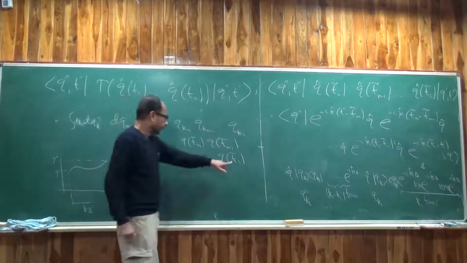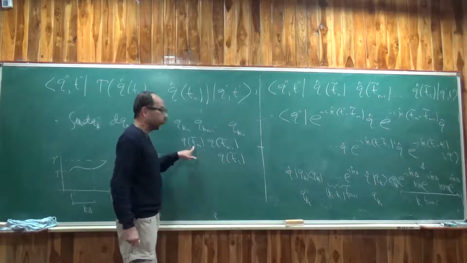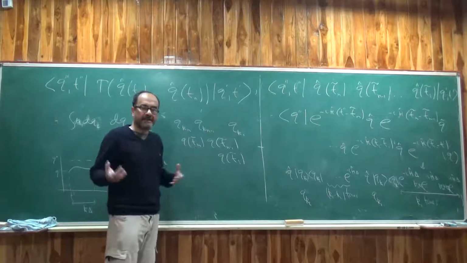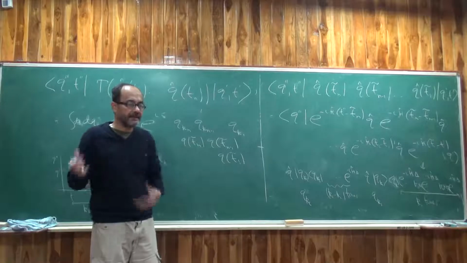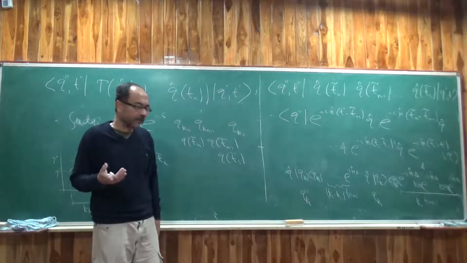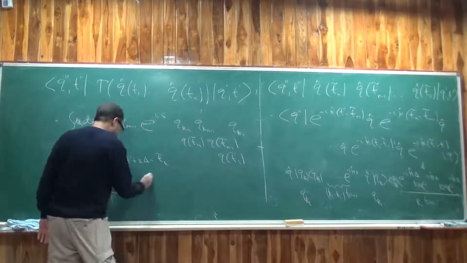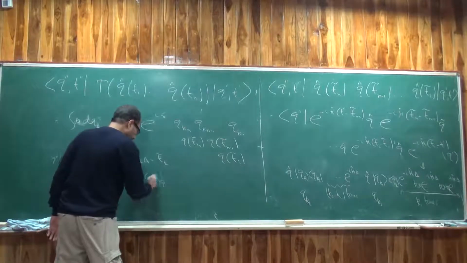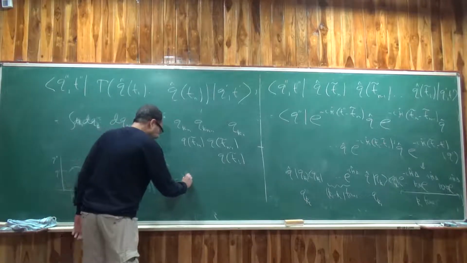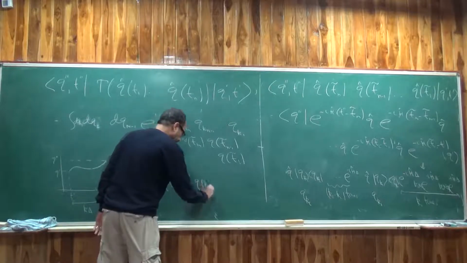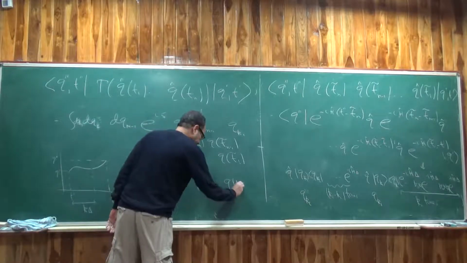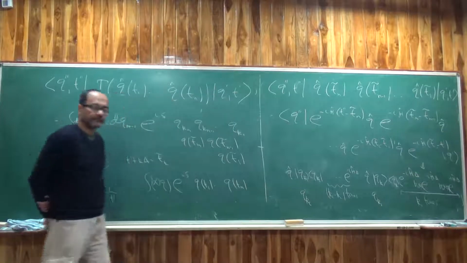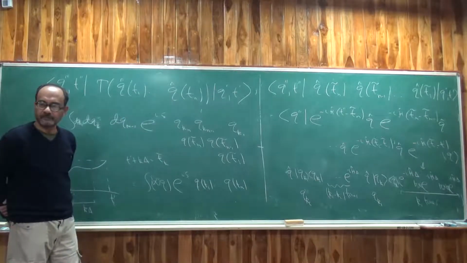We also know that the set t1 tilde, t2 tilde up to tn tilde is the same as the set t1, t2 up to tn, just rearranged. So I can write this as the integral dq e to the iS q of t1 to q of tn. Is this clear?